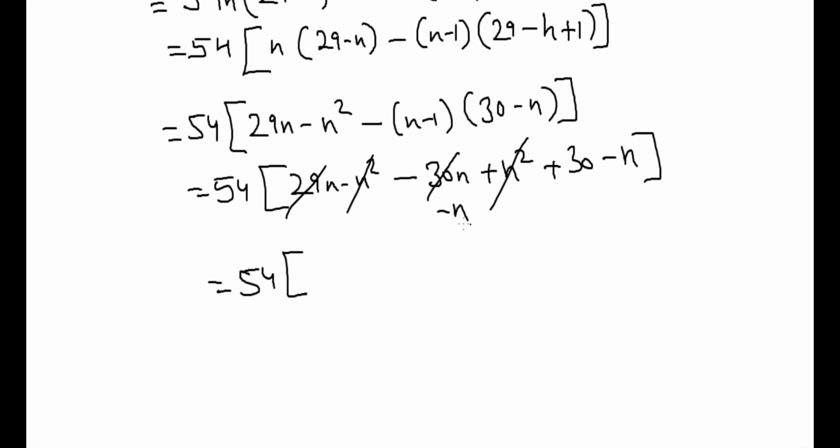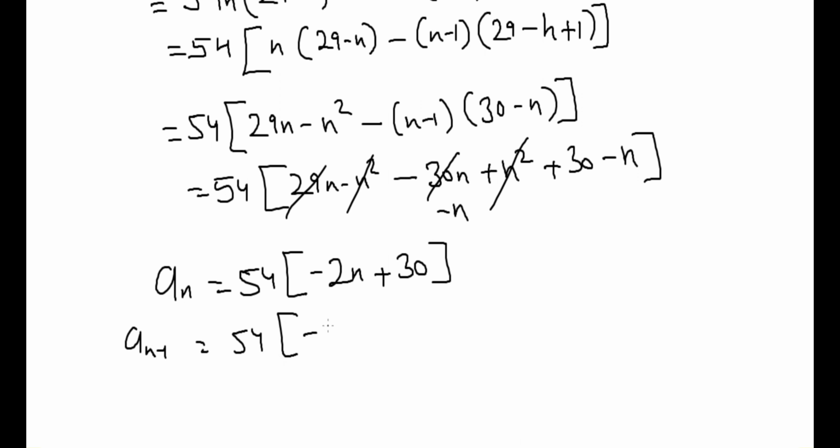So what are we actually left with? Negative 2n plus 30. This is our an. If this is our an, what is our an minus 1? Simply substitute n minus 1 in place of n.